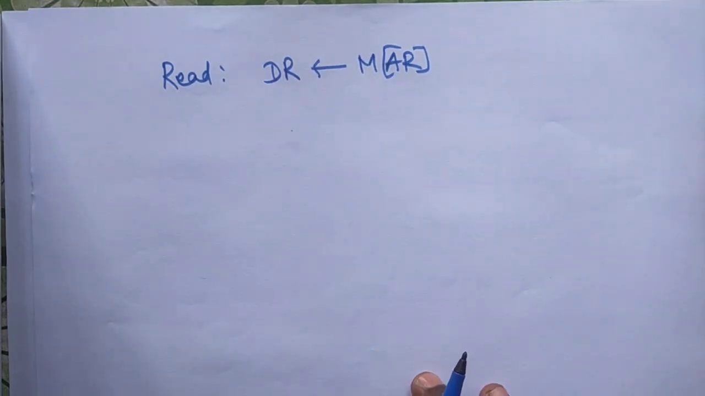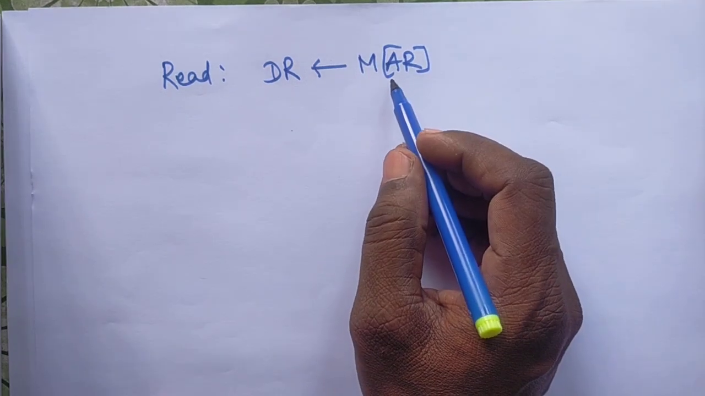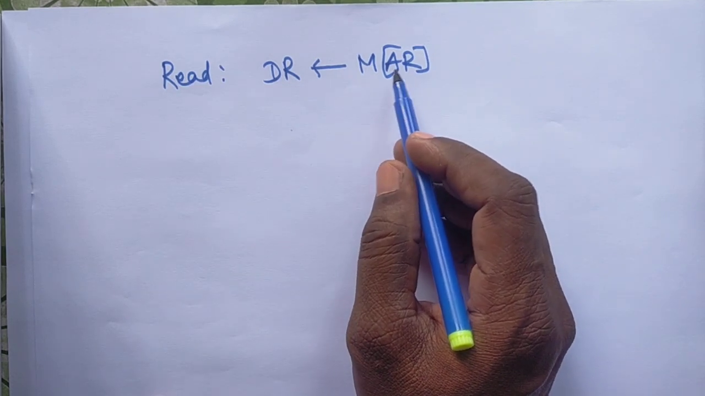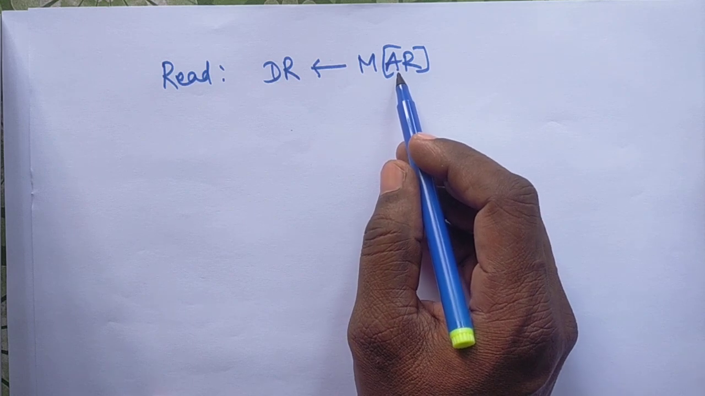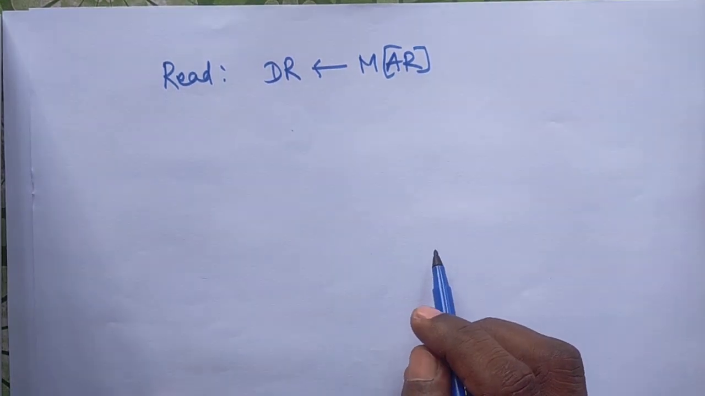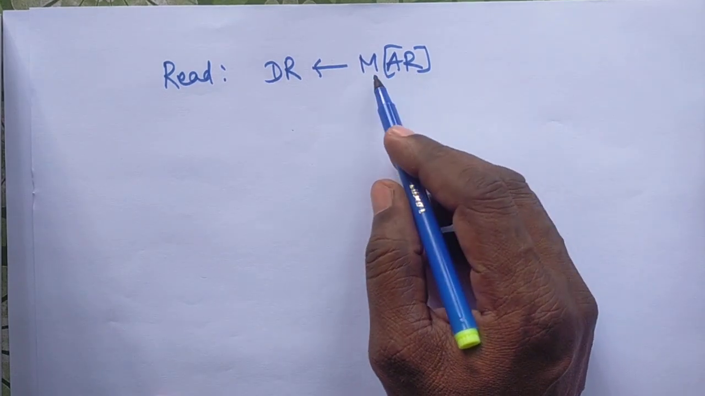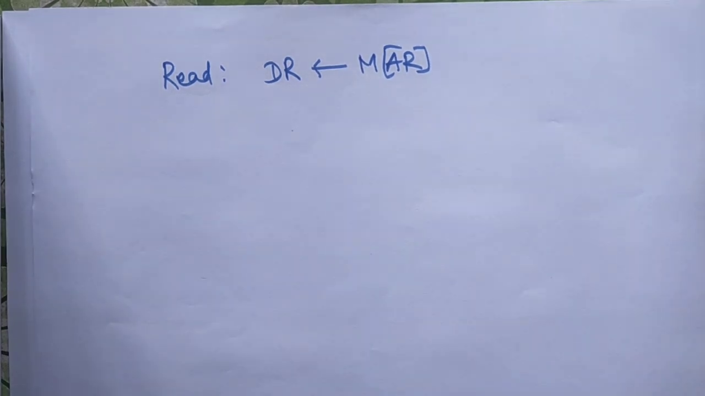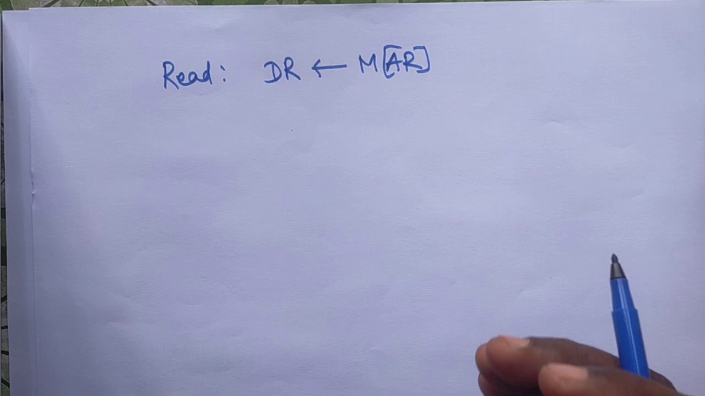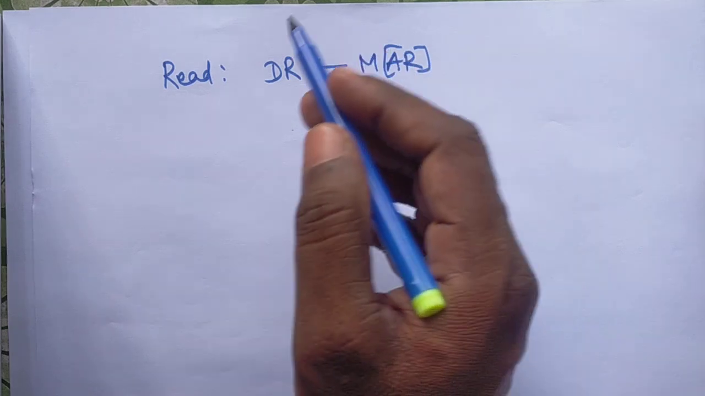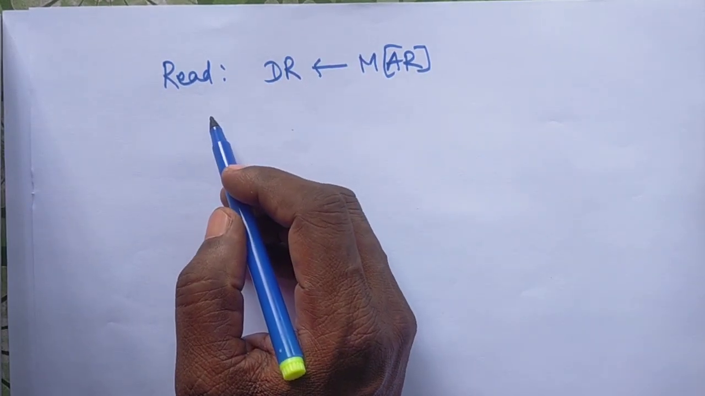That means this read statement causes a transfer of data into the data register from memory, because the data is actually available in memory. A memory word is selected by the address register, because memory holds a different kind of address data. So the address register selects the data and it is transferred to the data register. So when we transfer data from memory to the data register, we call it a read operation.